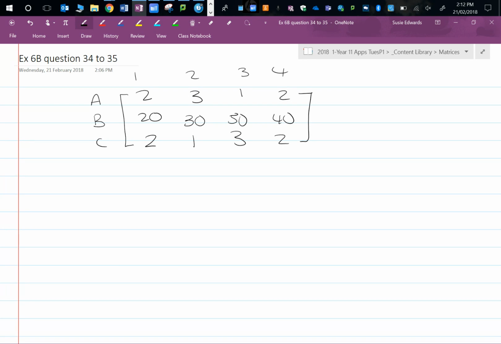So that's for the row. If we look at the column, it's actually all about model 1. It's saying model 1 has 2 A's, 20 B's, 2 C's. So we can make sense of it that way, all right?